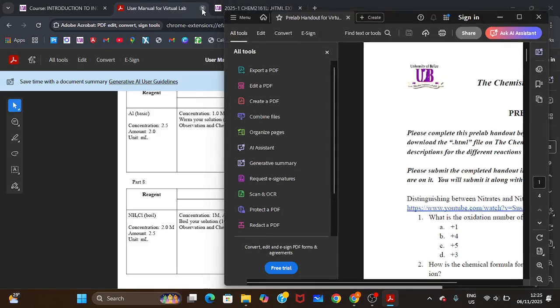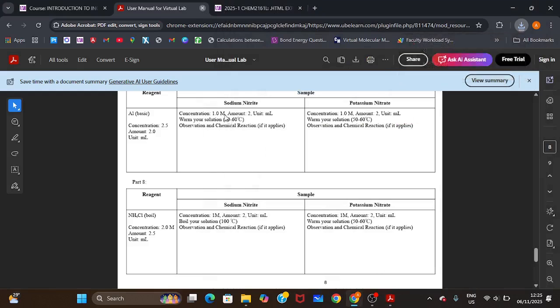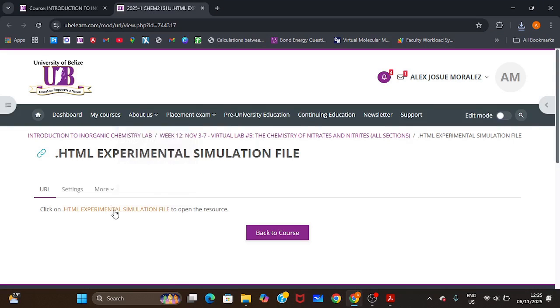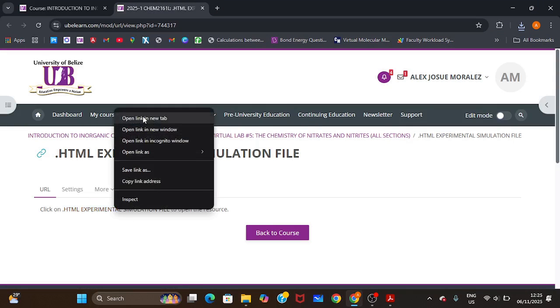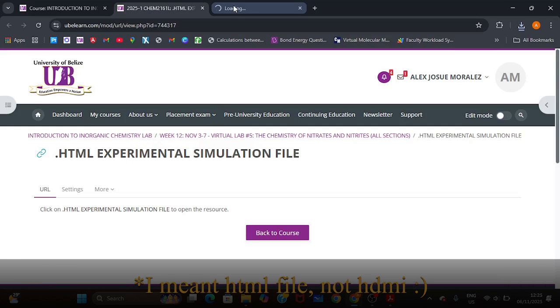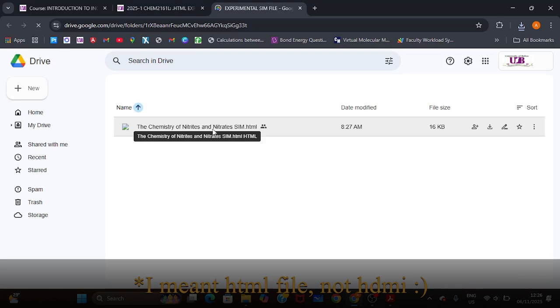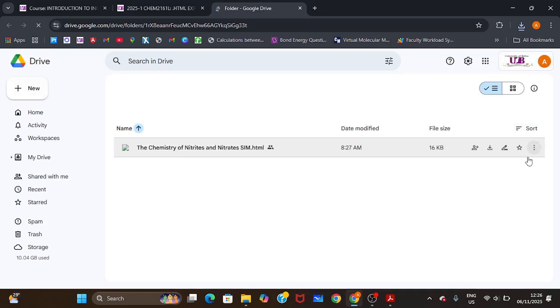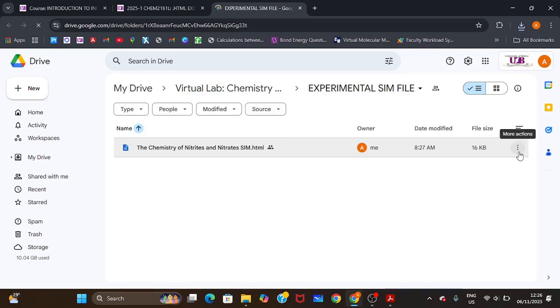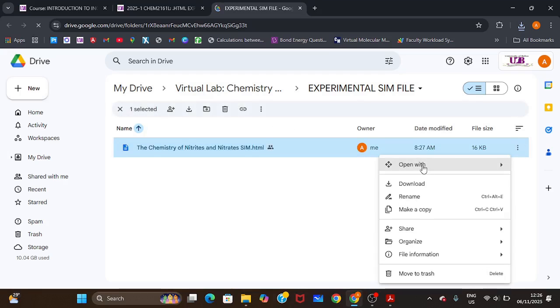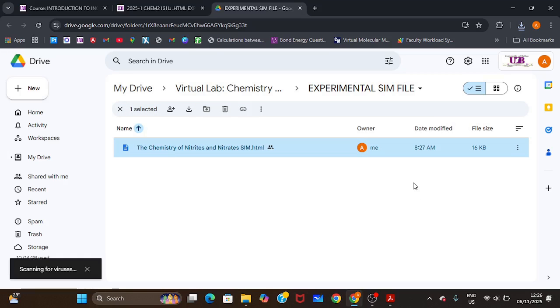And then you have one more file to download. This particular file is the actual simulation itself. This is an HTML file. So you are supposed to download the file and you should be able to get into the simulation itself. Once we're at this point, you download it and you're ready to go.